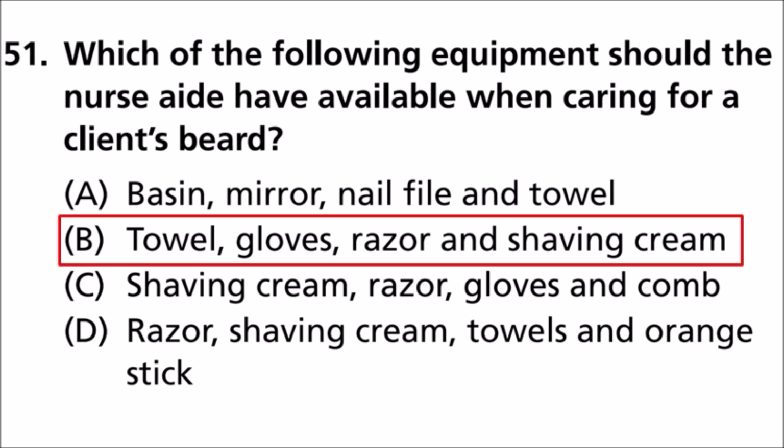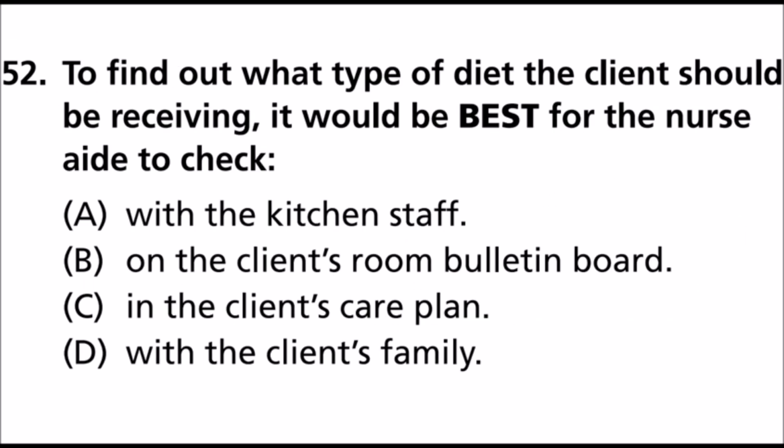The correct answer is B. Towel, gloves, razor and shaving cream. 52. To find out what type of diet the client should be receiving, it would be best for the nurse aide to check A. With the kitchen staff. B. On the client's room bulletin board. C. In the client's care plan. D. With the client's family.